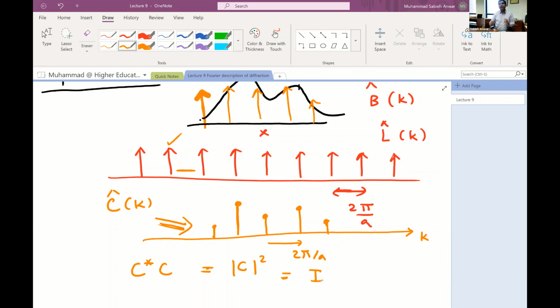And the intensities are given by the square of a function. That function is the Fourier transform of the crystal. And the Fourier transform of the crystal can be found by sampling the Fourier transform of the basis at precise points which are equal to the reciprocal lattice points.